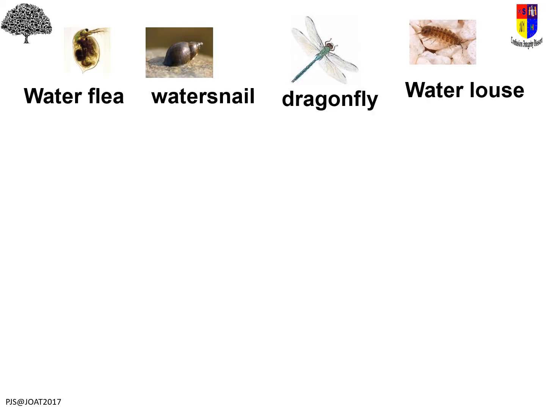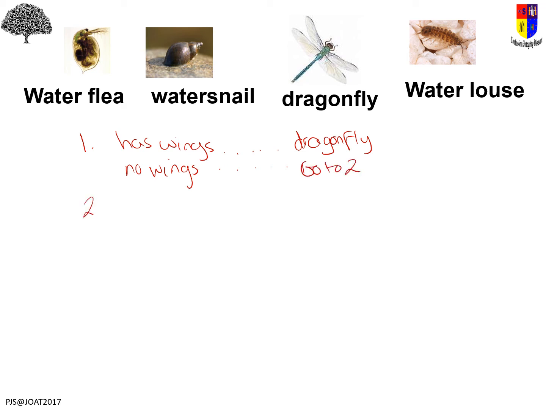Right, here's me doing a kind of run of this one. So you could have done it lots of different ways. So let's start with, we're going to go for statement 1. Let's go with has wings and no wings, because that lets me split off the dragonfly from everything else. Everything else we're just going to say, okay, go to 2. So I go to 2.